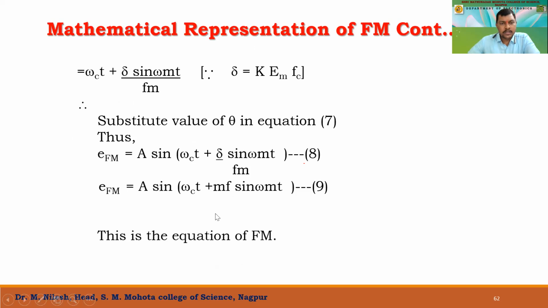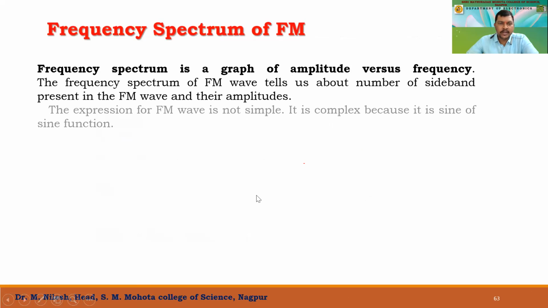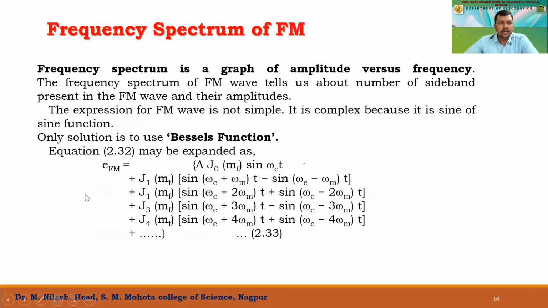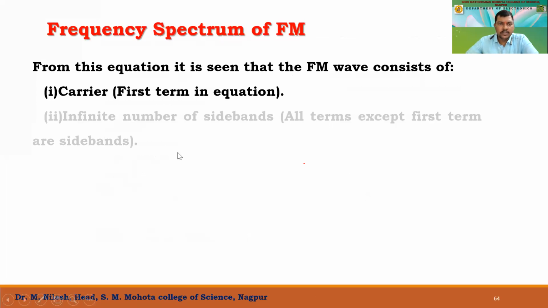Then again solving it and substituting the values of frequency, we can have e FM equal to A sin(omega c t plus mf sin omega m t). Okay, so this is the equation of frequency modulation, and this is for the frequency spectrum. So we can have a number of sidebands. I guess we have infinite sidebands in frequency modulation like this.